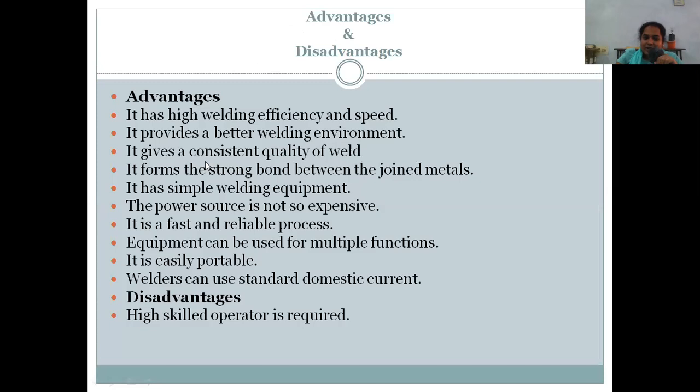So what are the advantages and disadvantages of welding? It has high welding efficiency and speed. It provides a better welding environment. It gives a constant quality of weld. It forms a strong bond between the joint metals. It has simple welding equipment. The power source is not so expensive. It is a fast, reliable process. Equipment can be used for multiple functions. It is easily portable. A welder can use standard domestic current. Disadvantages are that a highly skilled operator is required for this.